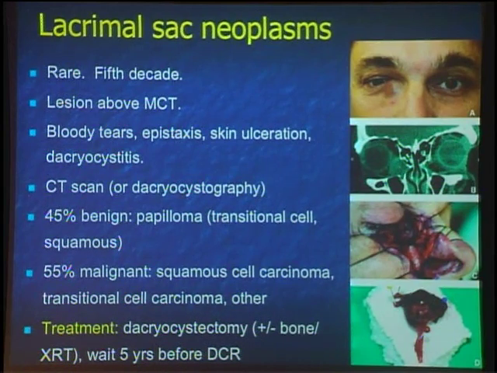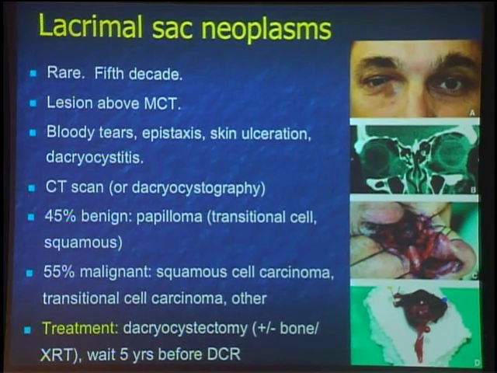45% of them are benign, so they're papillomas, so squamous papillomas. The squamous papillomas can be inverted or everted pattern. The inverted papillomas have a tendency to be more aggressive and to transform into a malignant lesion. So just remember that inverted papilloma have a tendency to transform into a malignant lesion. When they are malignant, they're usually, as you can imagine, of squamous origin or transitional cell.